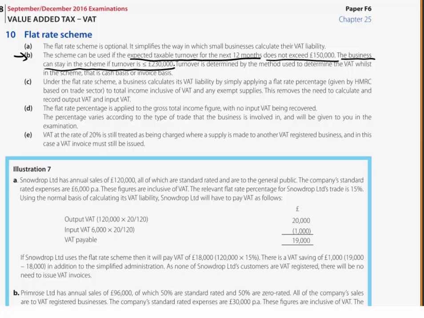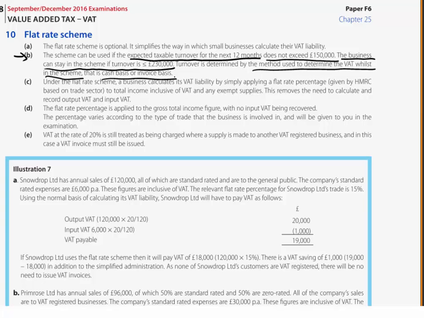So you'll be expected to learn, and you must learn of course, closer to the examination date, depending on exactly when you are listening to this, about these 2 activity levels. The £150,000 being exclusive of VAT and being taxable turnover, as compared to the 230,000, which is inclusive of VAT and includes both the taxable turnover and any exempt supplies if made. Turnover is determined by the method used to determine the VAT whilst in the scheme, and we're able to have either a cash or invoice basis.